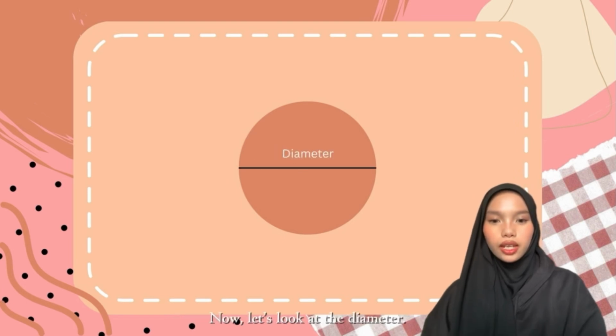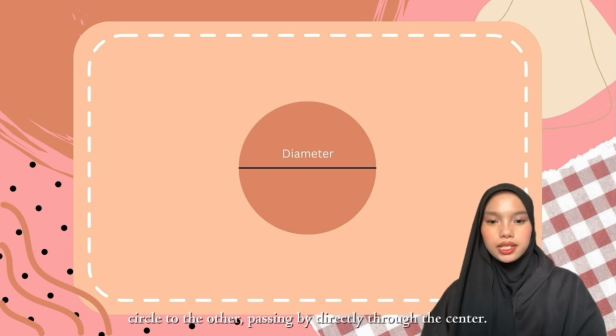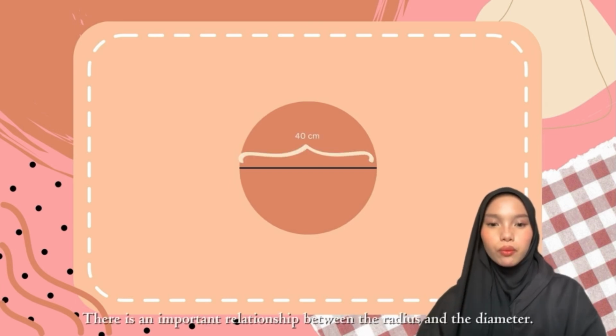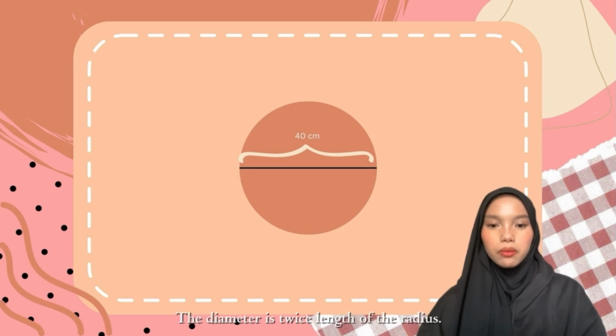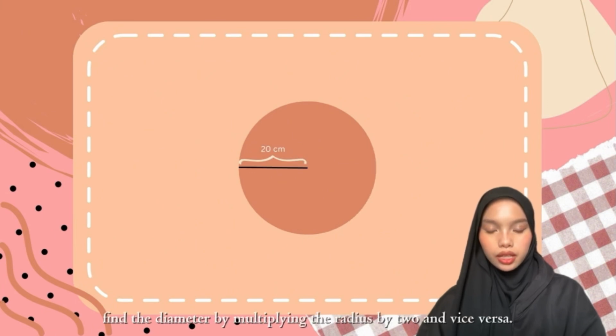Now let's look at the diameter. The diameter is a straight line that goes from one side of the circle to the other, passing directly through the center. The diameter is the longest distance across a circle. There is an important relationship between the radius and the diameter. The diameter is twice the length of the radius. In other words, if you know the radius, you can find the diameter by multiplying the radius by 2, and vice versa.